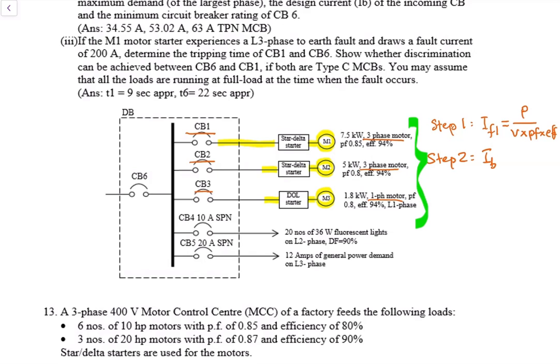Step 2, we calculate or determine the design current IB, whether it is the same as I full load. If it's non-motor load, it's the same. For a motor, it's 2 times I full load if I'm using a star delta starter, or 2.5 times I full load if I'm using a direct online starter. Then step 3 is just to determine what is a suitable rating, with the condition that the circuit breaker rating must be greater or equal to IB. Follow this and you should be able to determine the circuit breaker rating of CB1, CB2 and CB3.